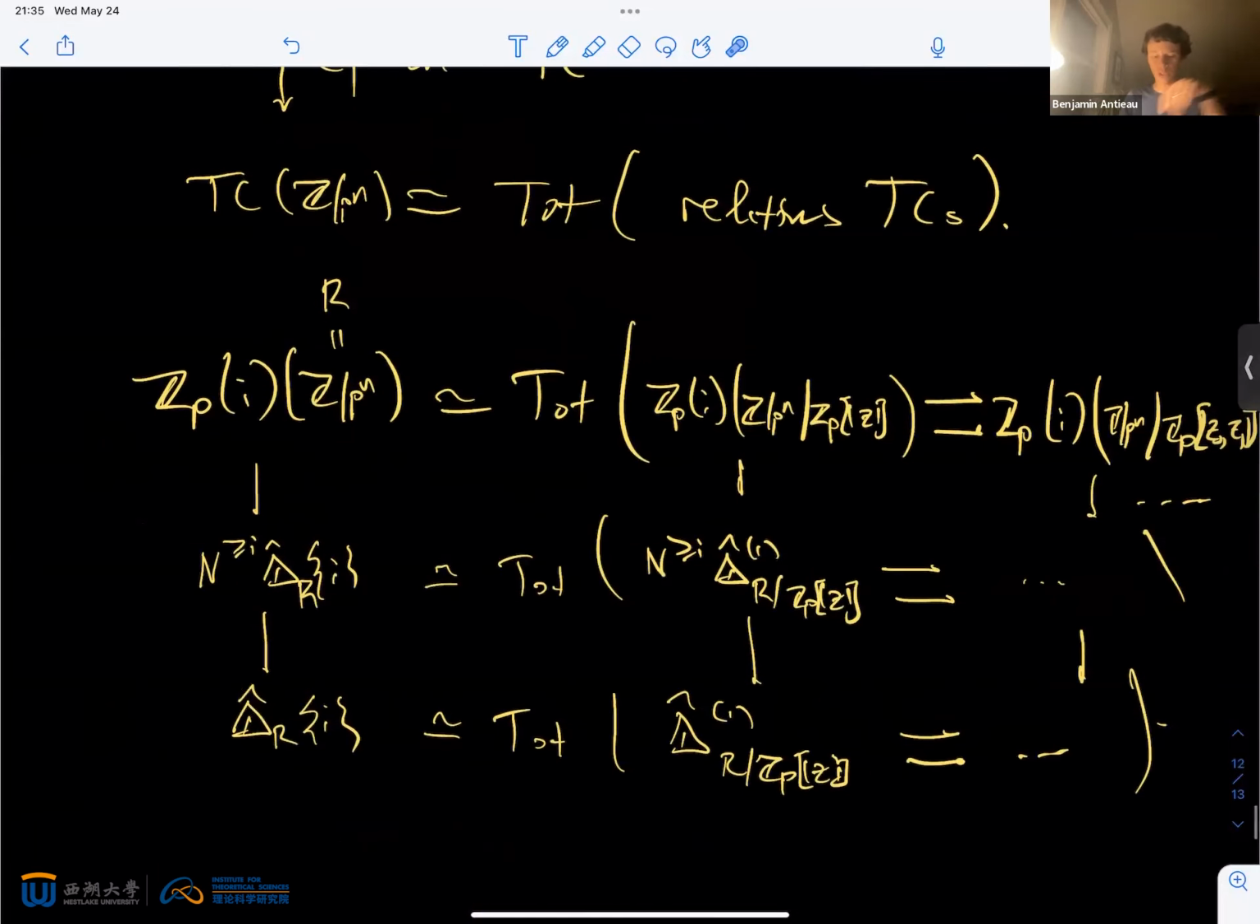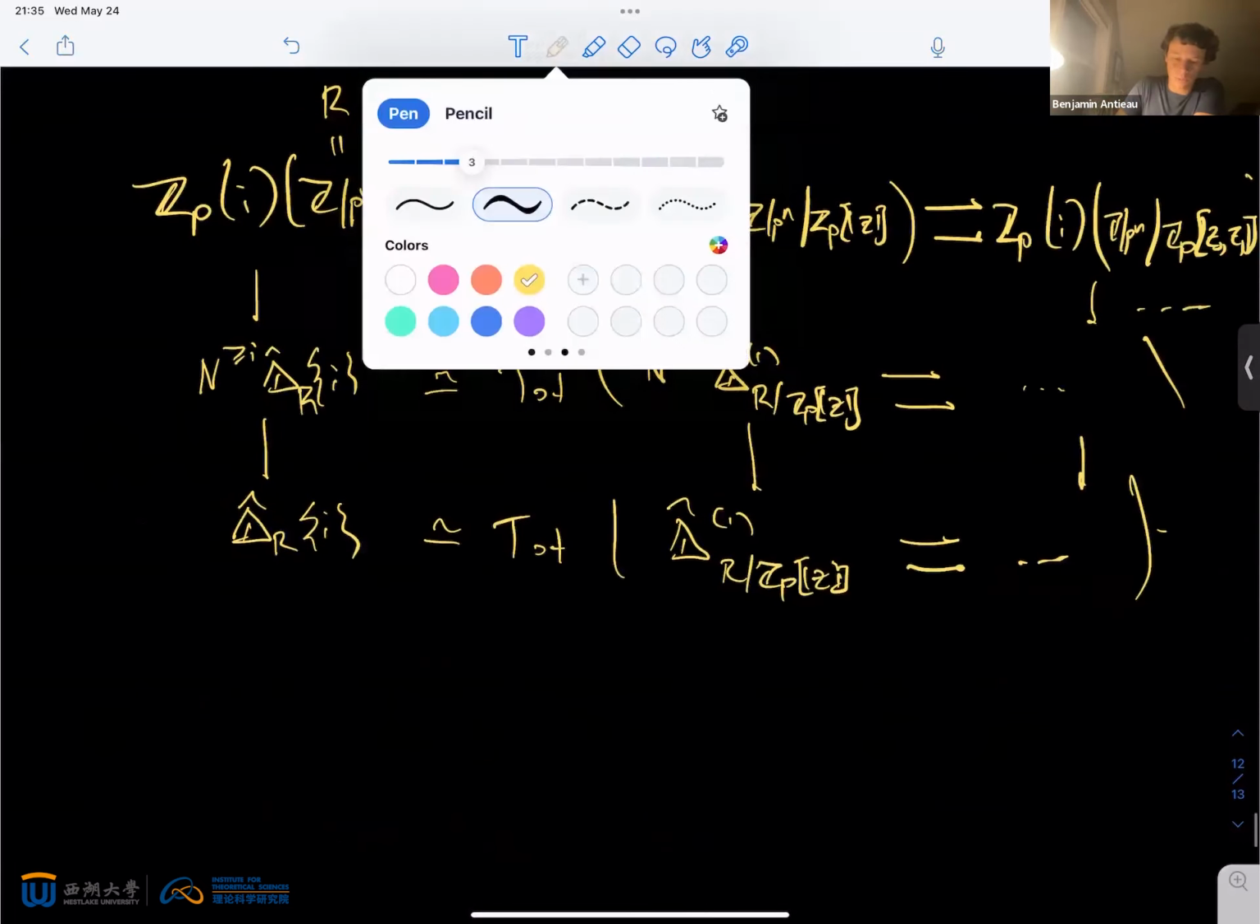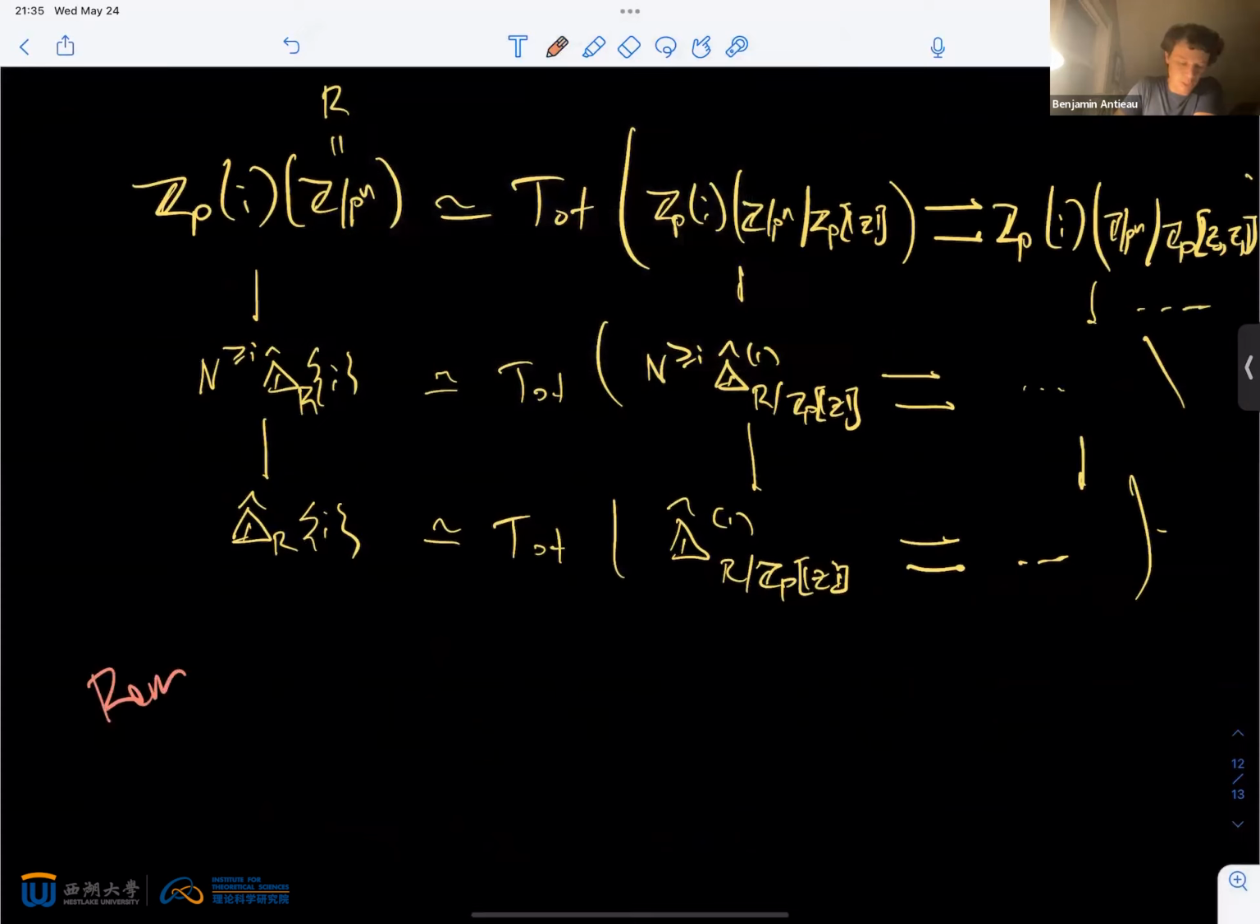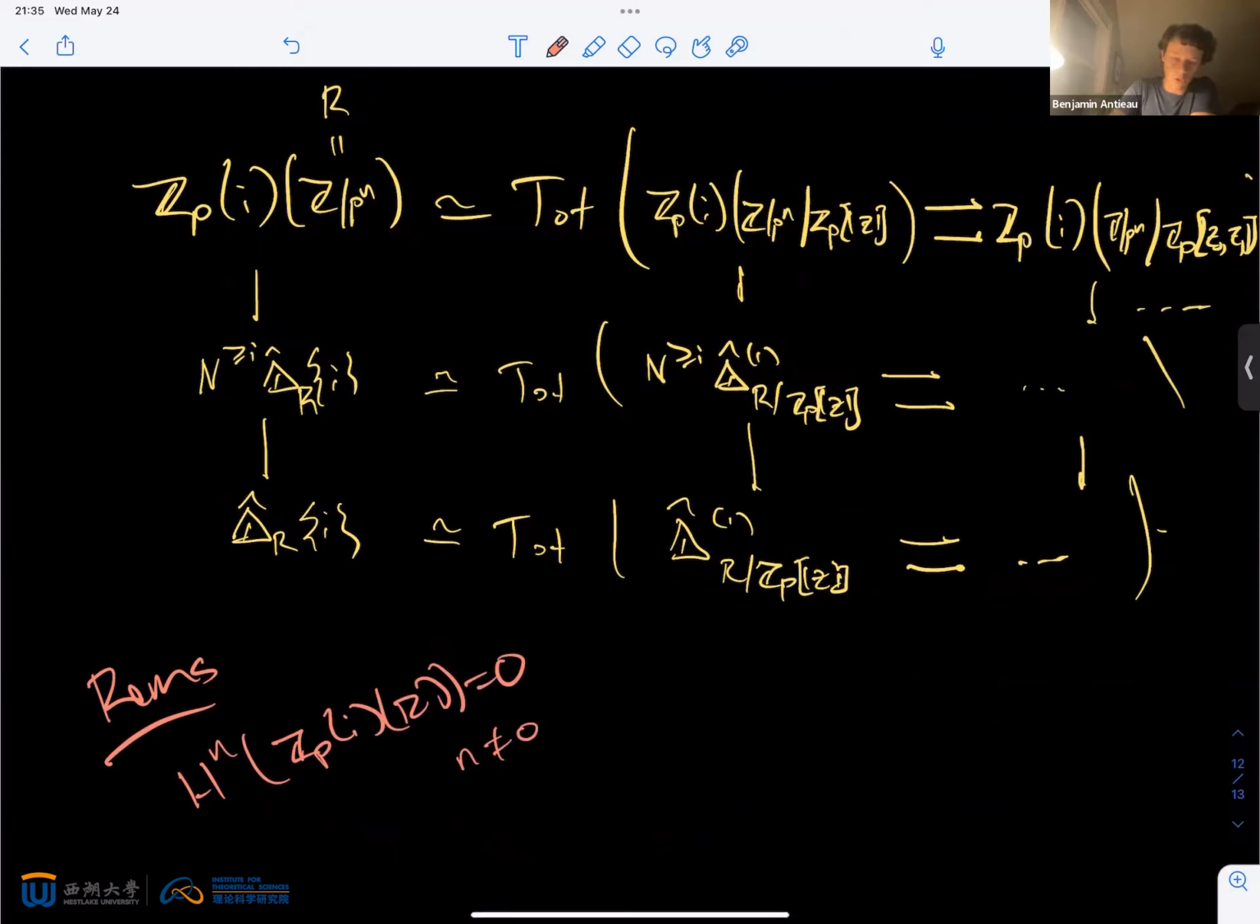So the first observation then means that, let me make remarks. H^n of Z_p(i) of R equals 0 for n not equal to 1 or 2, for i at least 1. So that's point 1 for the rings we care about, all the Z mod p to the n. But then the other point is that these terms all turn out to be discrete.